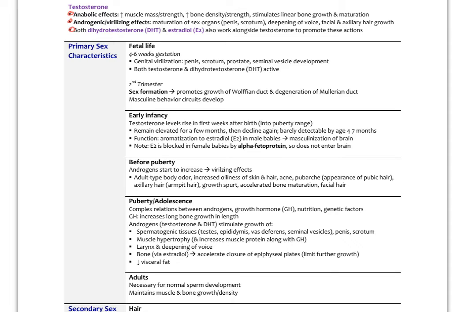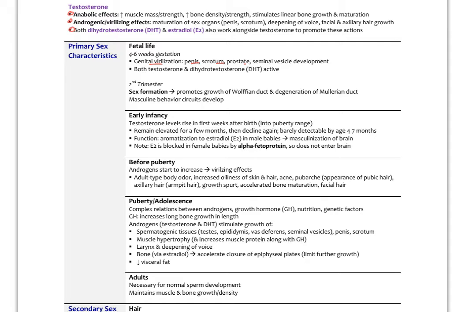So we usually divide the discussion of sex hormone effects into primary and secondary sex hormone effects. In terms of testosterone, it helps develop what we call the primary sex characteristics in the fetus and in early life. So in fetal life, between 4 and 6 weeks gestation, the levels of testosterone really activate genital virilization. So it activates development of the penis, the scrotum, the prostate, and the seminal vesicle development. And testosterone works alongside dihydrotestosterone here to activate those effects.